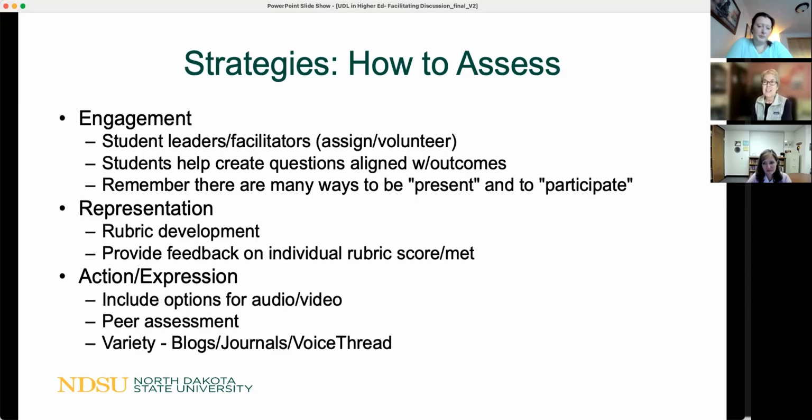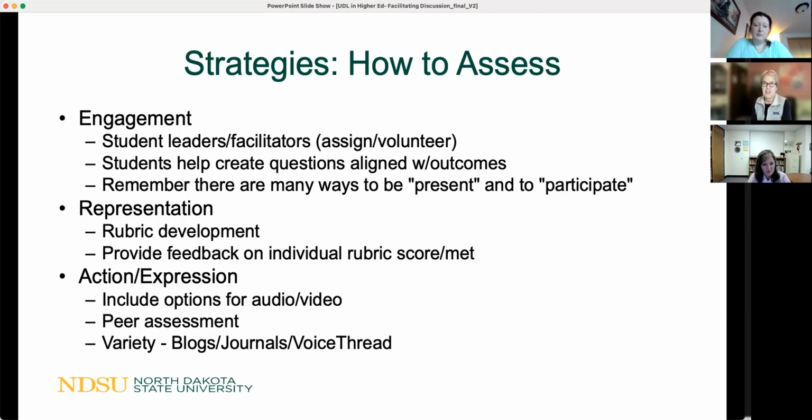So going back to the strategies and looking at the different areas with engagement, some of the suggestions would be to have your students be the leader or the facilitator of the discussion. It could be an in-classroom one or an online one. You can assign or volunteer depending on the level of your students. They're graduate students, they certainly are able to volunteer for the weeks that work the best for them. You may start out with undergraduates assigning so that the students can choose what they're going to be facilitating and understand what they're going to be doing.